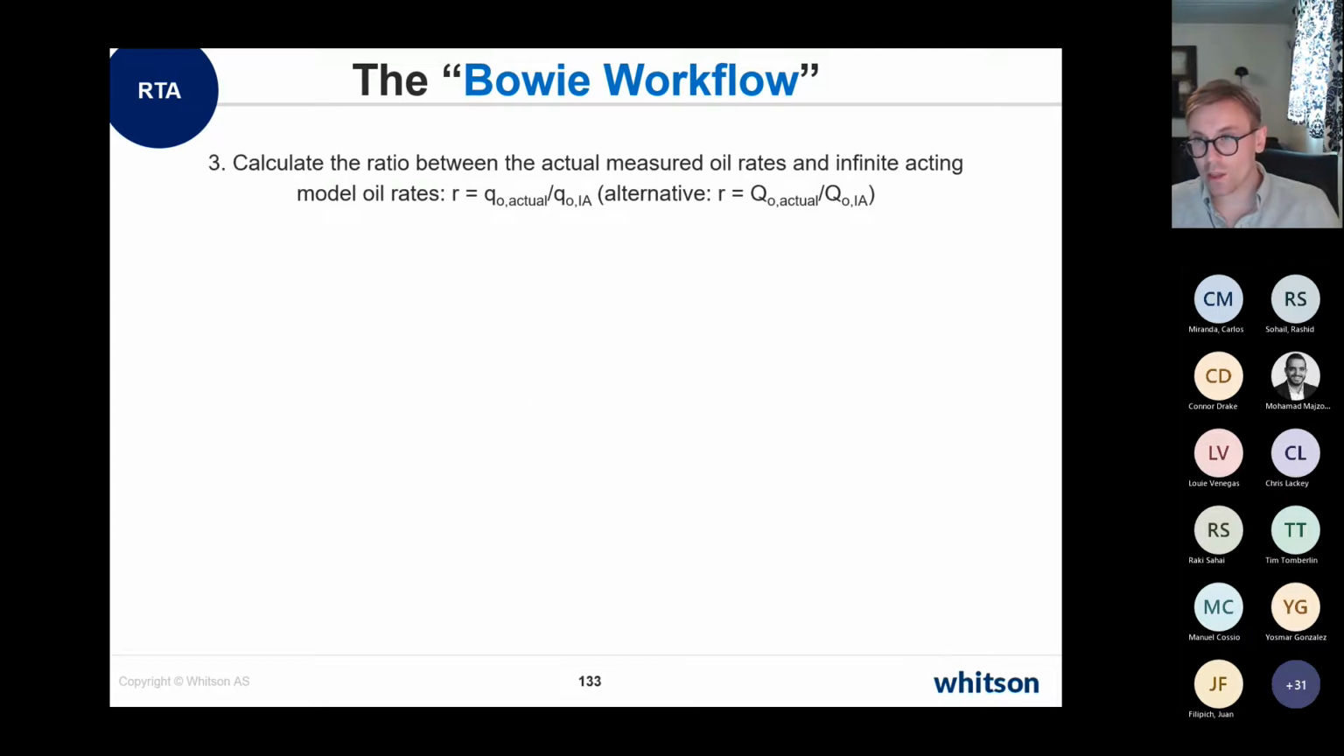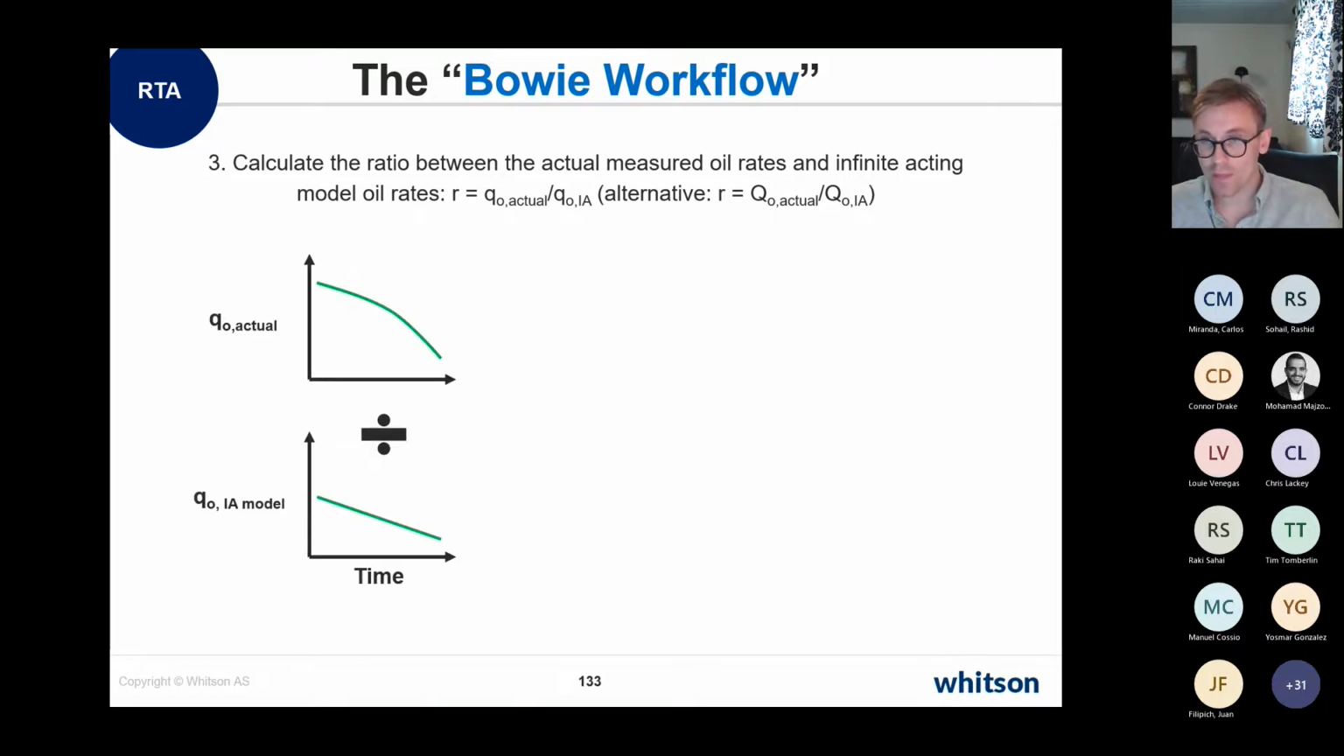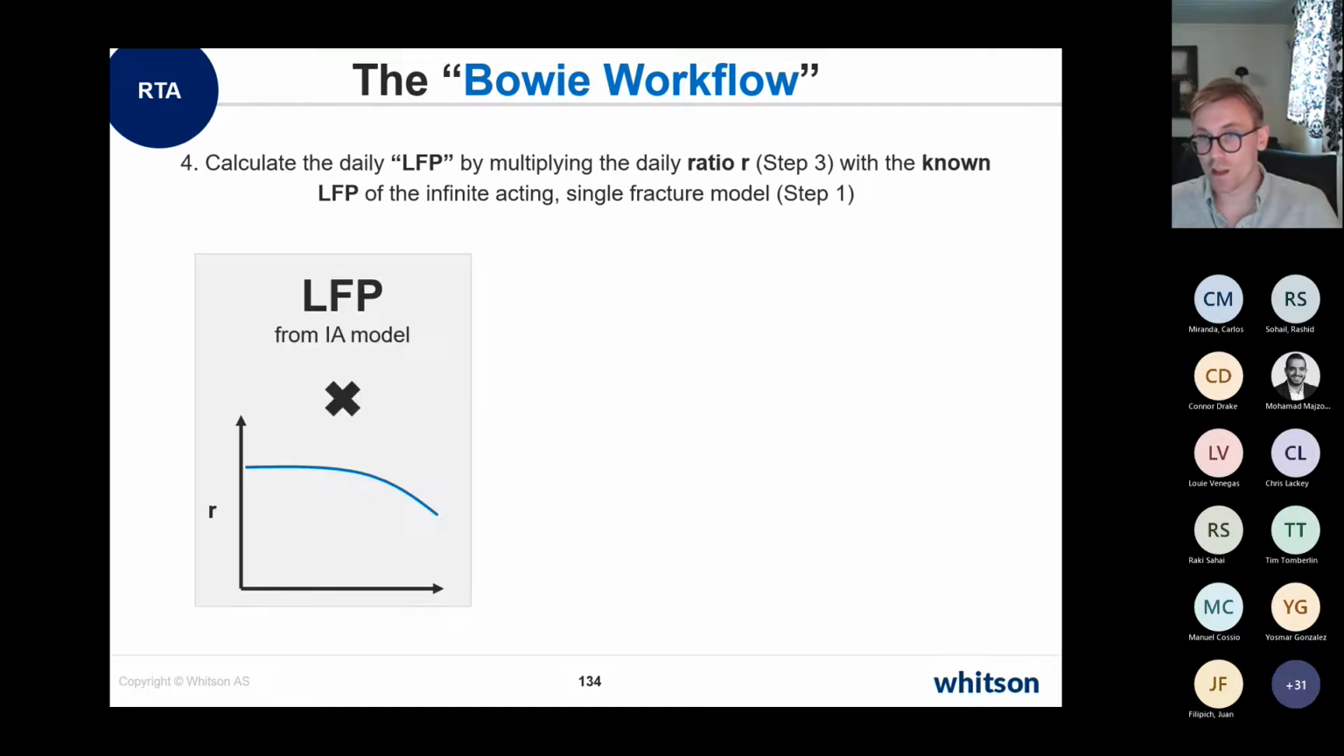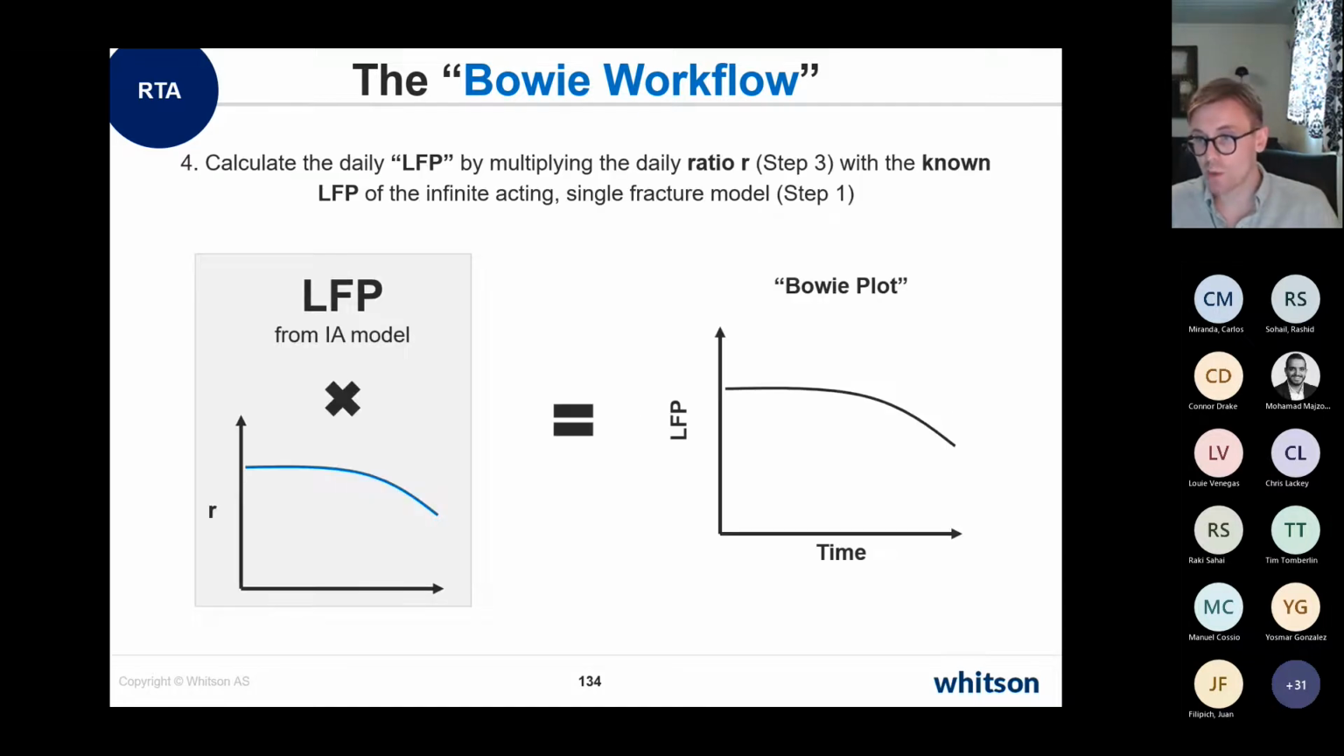What we do is calculate the ratio between what we observe in the field in terms of rates and these model rates, and we get a ratio versus time. This can be done either with the instantaneous rates or with the cumes if you want to reduce some noise. That gives you a ratio over time, and this ratio you then multiply with the LFP in step 1. And that's how you generate the Bowie plot. That's the diagnostic plot that we're using.